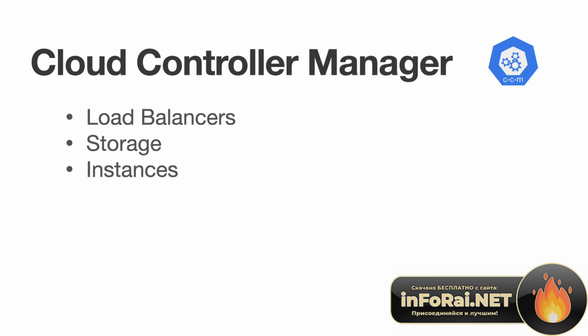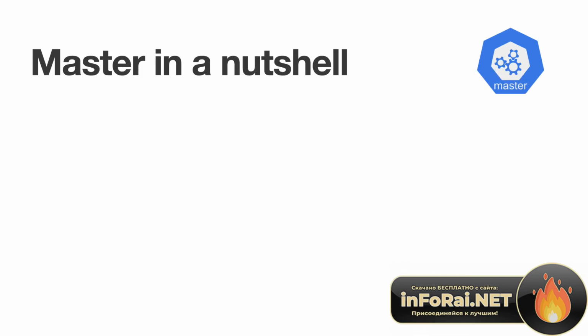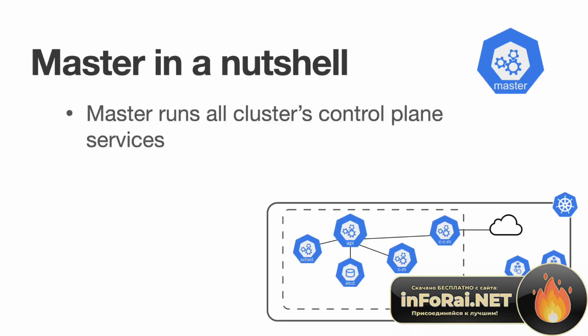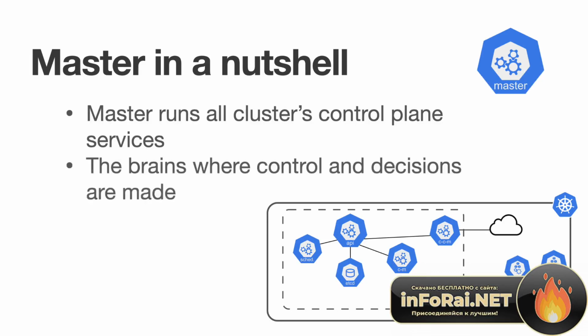To be honest, these are all of the components for the master node that make up the control plane. So the master, in a nutshell, runs all the cluster's control plane services. And as I said before, it's the brains where control and decisions are made. And there we go. You now know about the control plane and master node. Next, let's go ahead and learn about the worker nodes.